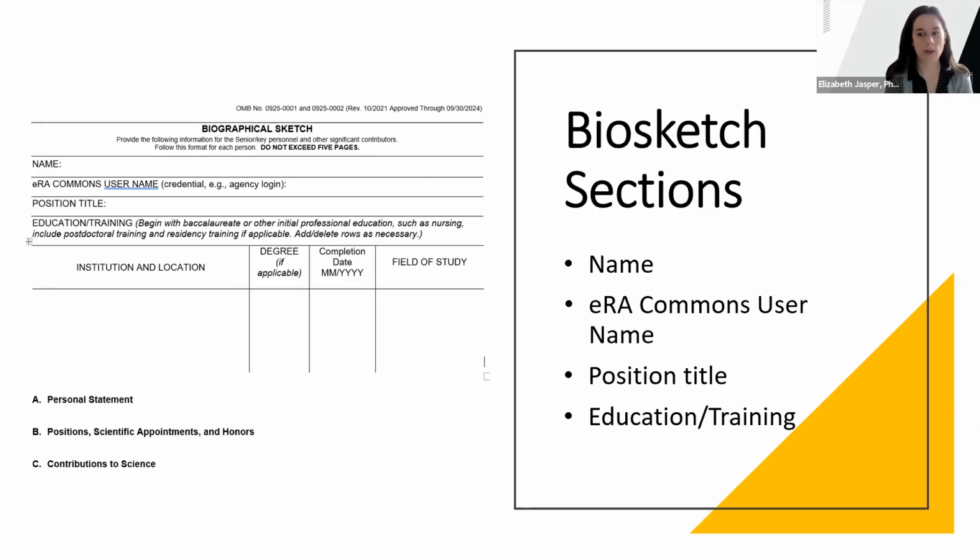The education block should begin with your bachelor's degree or other professional education like nursing, and then include graduate, postdoc, residency, clinical fellowship trainings as applicable. Each one will be listed on a separate line. And for each entry, you have to provide the name of the institution and location, the degree you received if applicable, the month and the year of the end date, or if you haven't yet graduated and you're in a PhD or other graduate program, the expected end date, and then your field of study. For fellowship applicants only, for your biosketch, you also have to include the month and year of your start date.